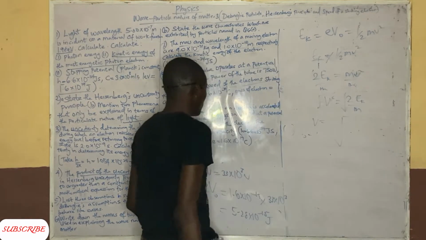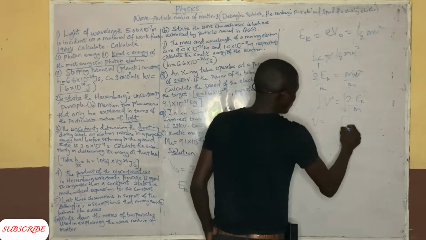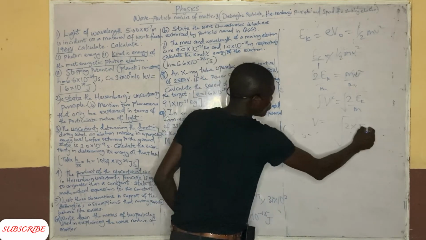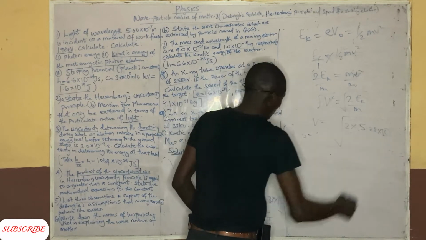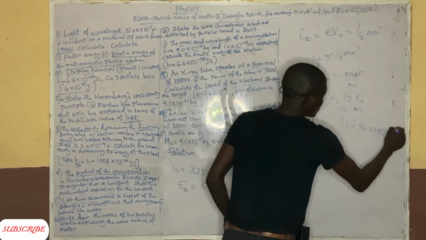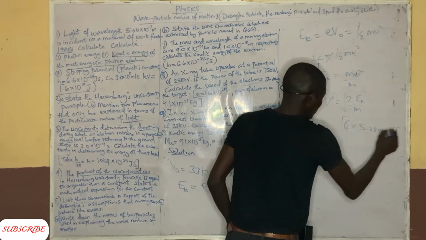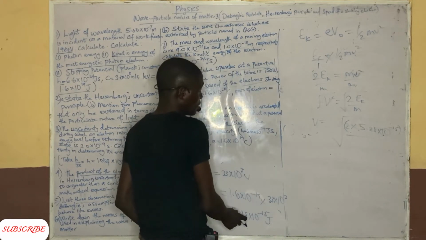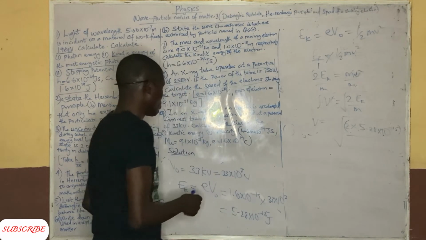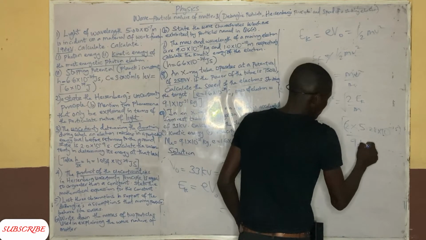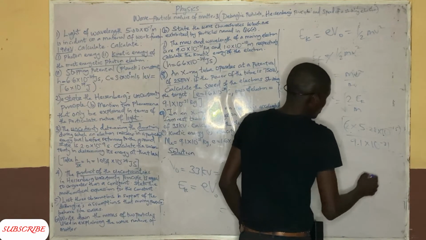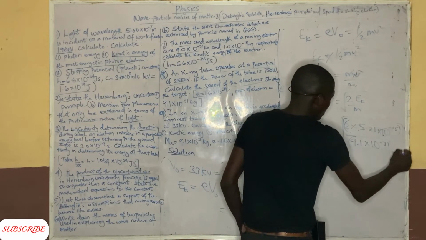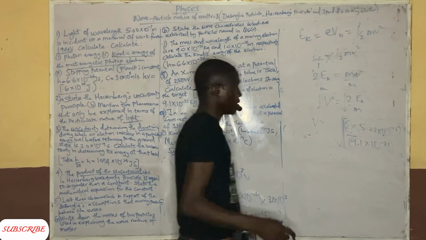2 times the energy, 2 times 5.28 times 10 raised to the power minus 15, bracket this one, all over m, which is 9.1 times 10 raised to the power minus 31. So you bracket this one, then you bracket everything and close it with the square root.